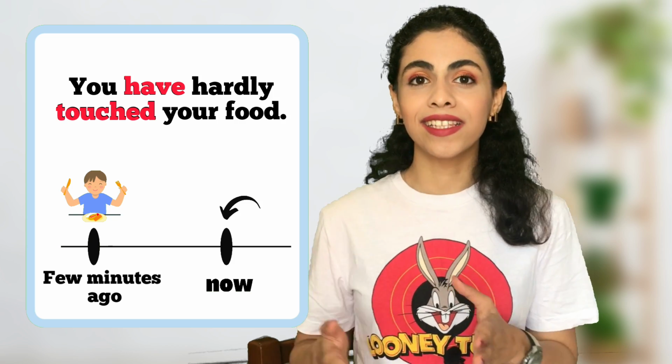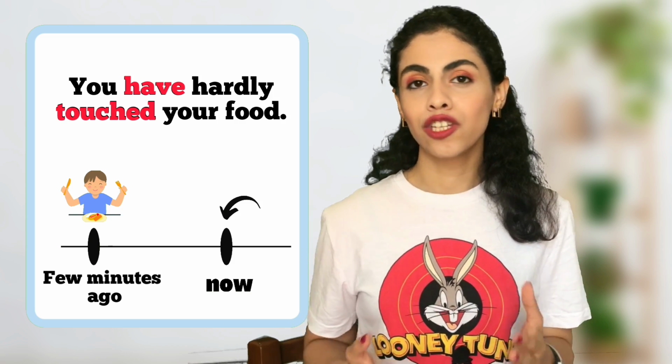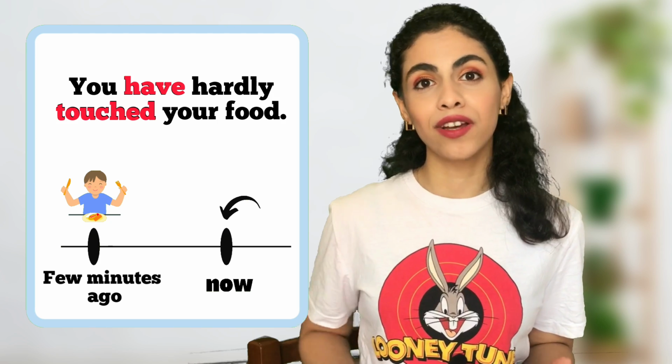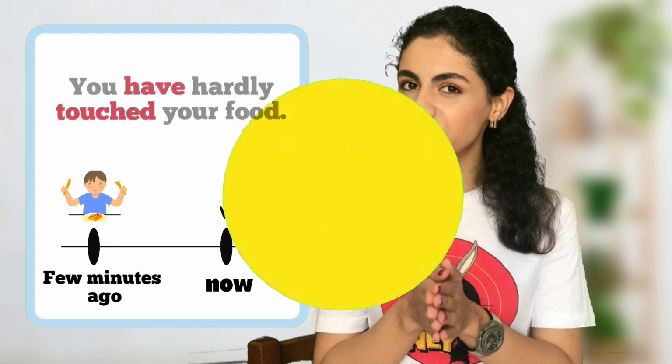You have already touched your food. As you can see, it is an unfinished action because she is still eating her food and she is not finished yet. Again, it is present perfect tense because you are connecting the past to the present.